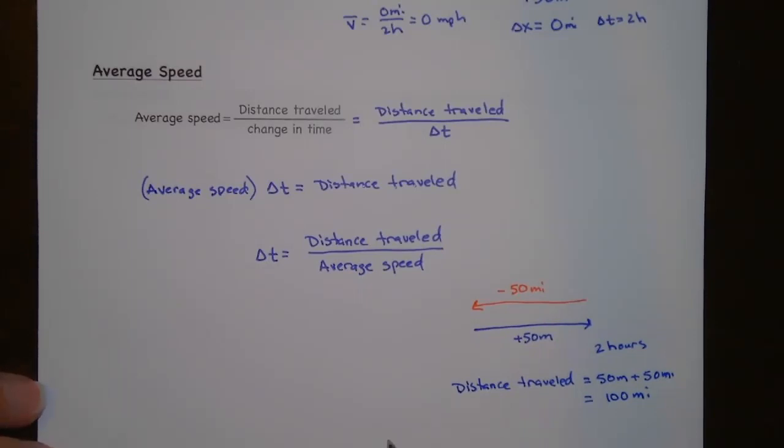So what would that mean for the average speed? Well, the average speed would be the 100 miles, because that's the distance I actually traveled, divided by the time it took me, which is 2 hours. That's the delta t. And that would give me 50 miles per hour, or mph. That's how we normally write miles per hour. Okay, let's go and let's do our first examples.